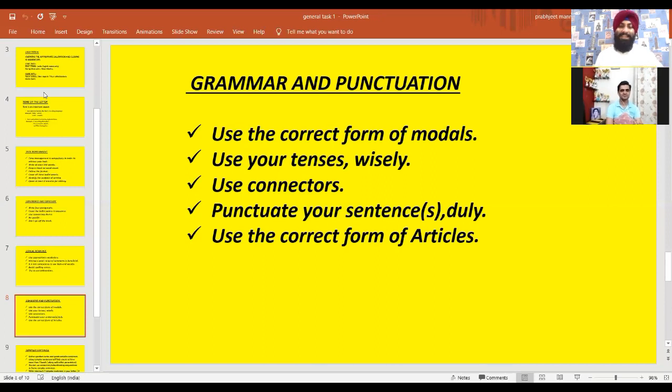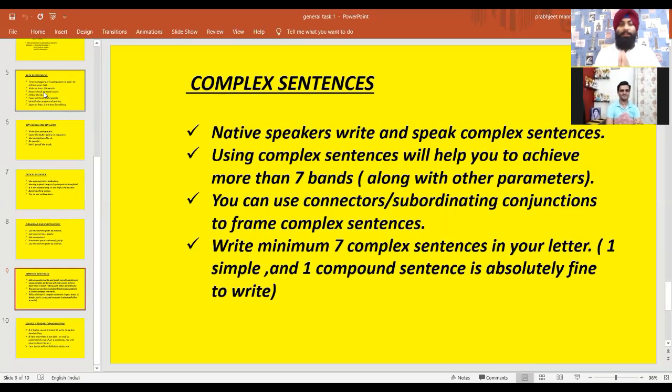Yes, and then use the correct form of articles. We all are well aware that they are not going to count a and the, these 3 articles, but it is their usage that they actually count. Then last 2 tips, okay? Then use complex sentences, because native speakers write and speak complex sentences.